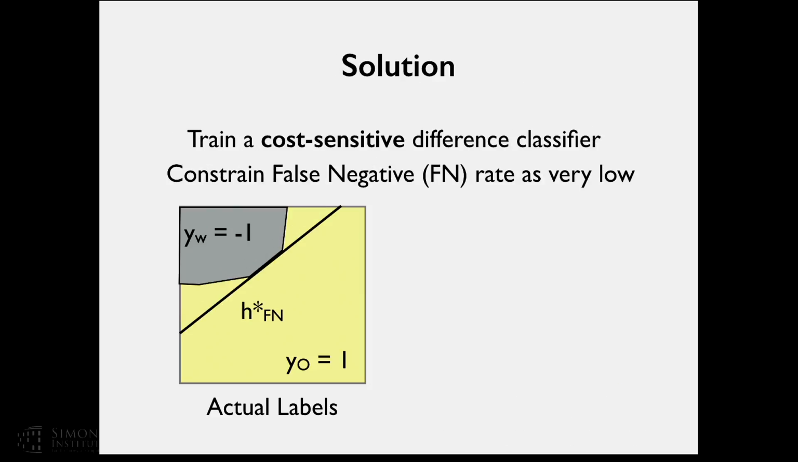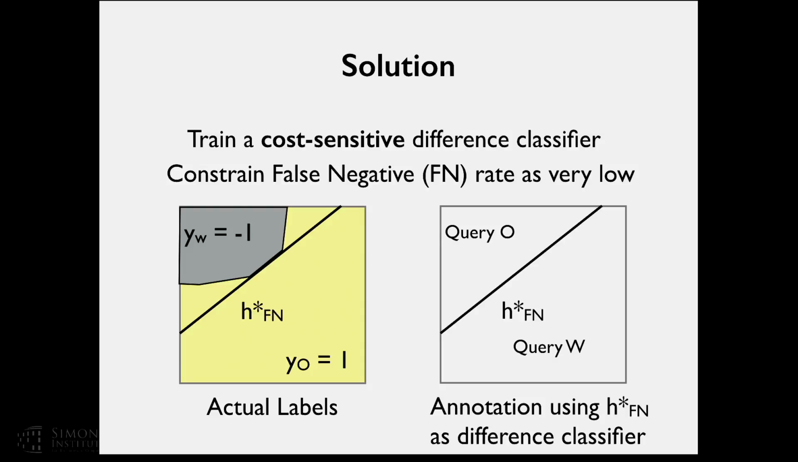So how do you get around this? Well, we can actually use something simple: we will use a cost-sensitive difference classifier. Our observation is that if O and W differ, and we say that they don't differ, that is kind of dangerous, because that could lead to an inconsistent annotation. Whereas if they don't differ, and we say that they differ, that's just some extra queries to O. So we can afford to make those kinds of mistakes. That is our strategy. Instead of training a difference classifier, we'll train a cost-sensitive difference classifier where we constrain the false negative error rate to be close to zero.